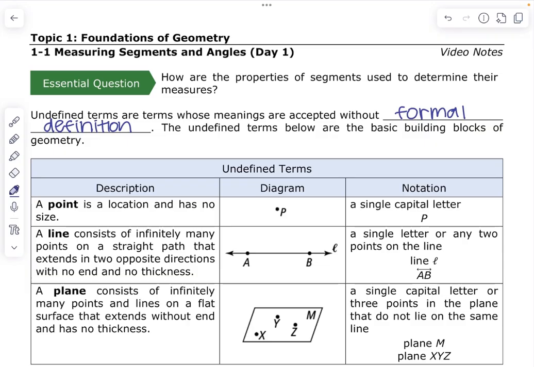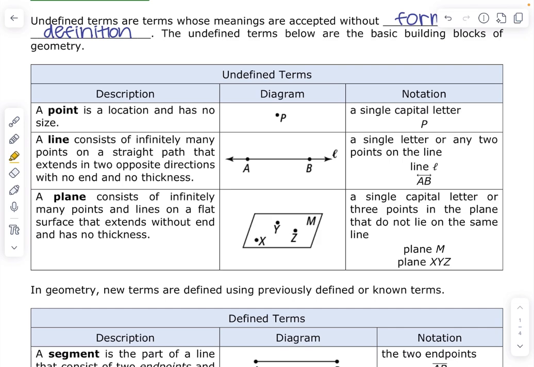All right, the undefined terms below are the basic building blocks of geometry. So we're going to start with a point is a location and has no size. When we are naming a point, we use a single capital letter. In this case, because the diagram has a P there, we would call this point P, but we can use any capital letter.